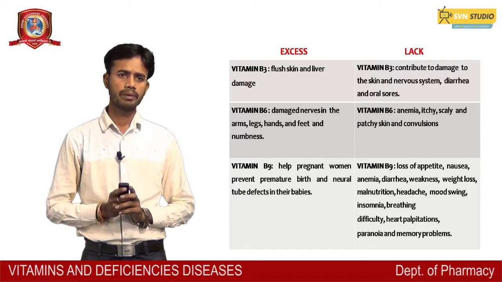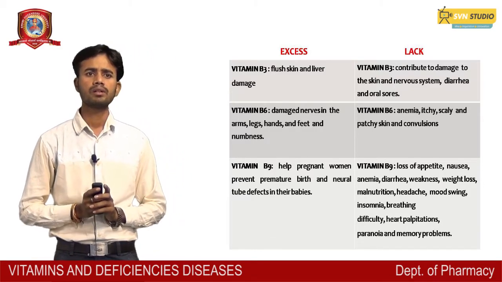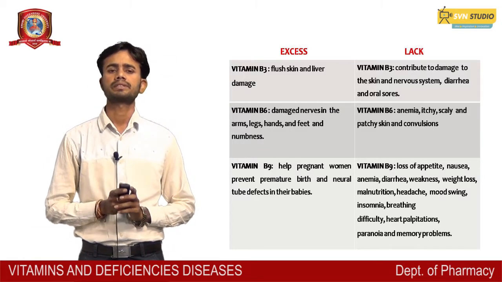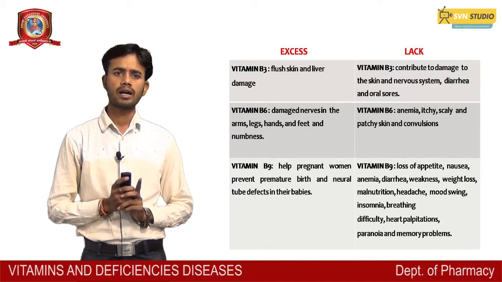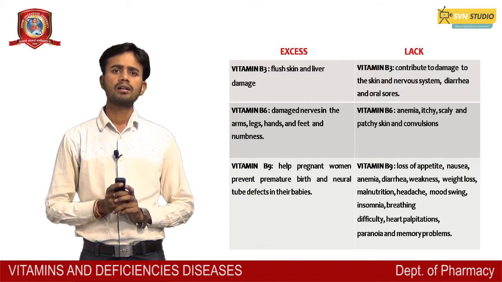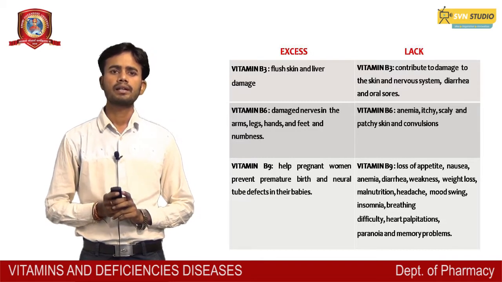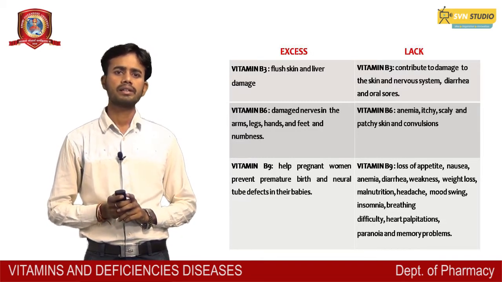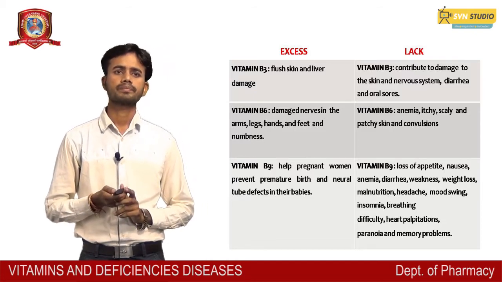Excess of vitamin B9 helps pregnant women prevent premature birth and neural tube defects in their babies. Lack of vitamin B9: loss of appetite, nausea, anemia, diarrhea, weakness, weight loss, malnutrition, headache, mood swings, insomnia, breathing difficulty, heart palpitations, paranoia and memory problems.